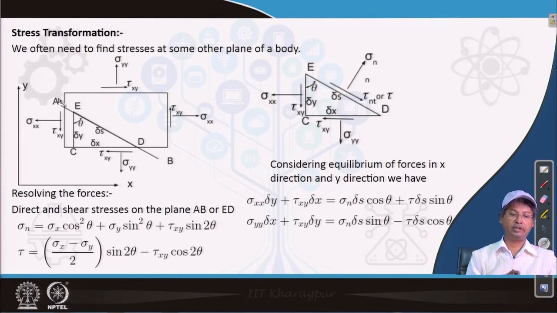We are not considering the third dimension, which is towards the board or away from the board. It is considered a two dimensional case where a plane is under these stresses. Possible stress components are, as we see, the normal stresses shown as sigma xx, sigma yy. This is the balancing one, and we also have tau xy.